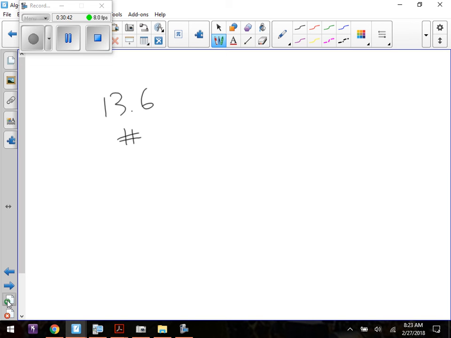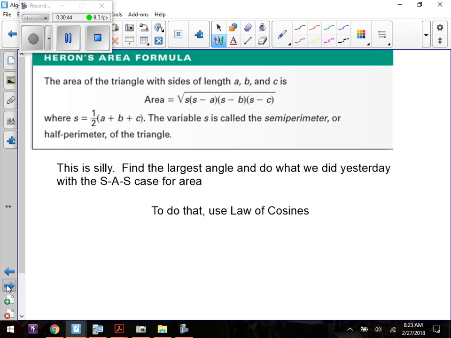Oh, I forgot. There's one other thing I need to show you. I don't have it. Sorry, there's this thing called Heron's formula. It's how you find the area of a triangle if you have side, side, side. Actually, it's stupid. Don't ever use it. Use law of cosines to find the side angle side, and then just use the first one that I showed you.